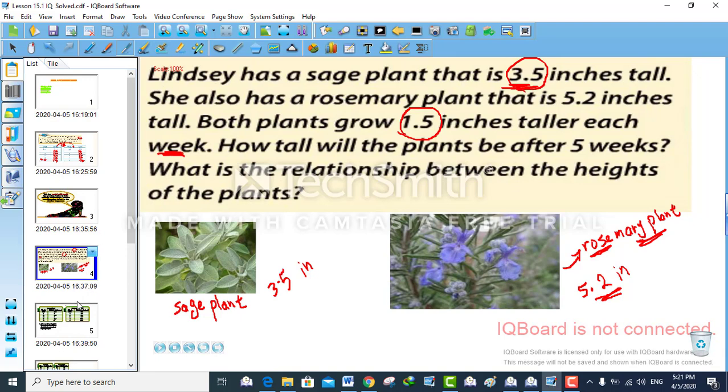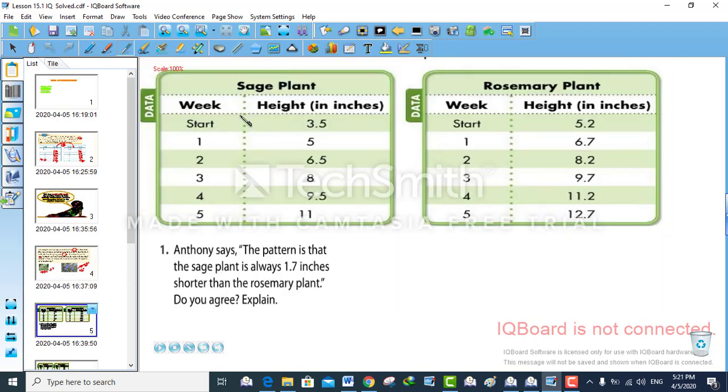To get the relationship here, just draw 2 tables. As you see, the first week, the start was from 3.5. Here the start for the rosemary was 5.2 inches. And each and every week we should add 1.5. So when we add 1.5 to 3.5, it's going to be 5, then 6.5, then 8, then 9.5. Then finally, after 5 weeks, it's going to be 11.